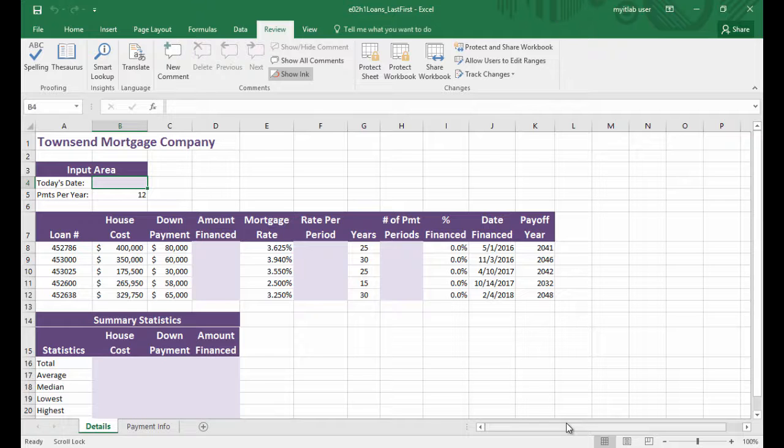The first formula calculates the amount financed. It is calculated by subtracting the down payment from the house cost. You enter the original formula with relative cell references.